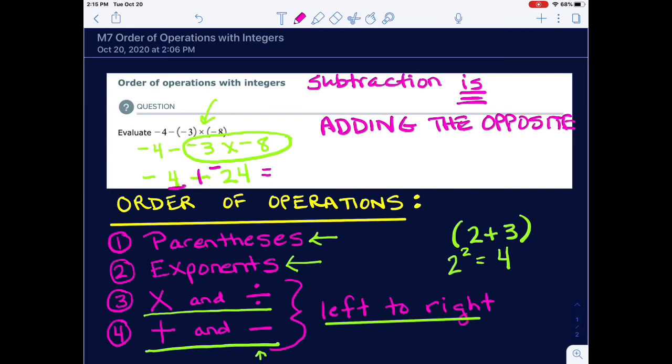We have 4 negatives to combine with 24 negatives. So we're going to get a whole lot more negatives. We're going to get -28 as the final answer.